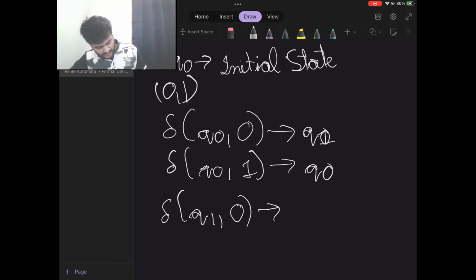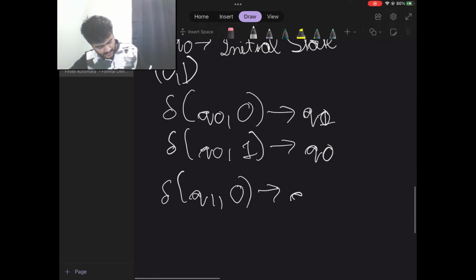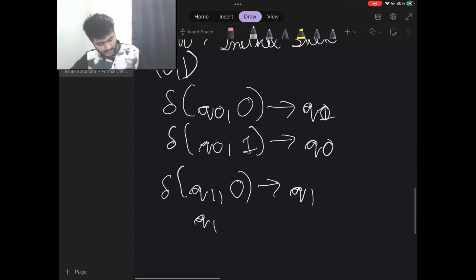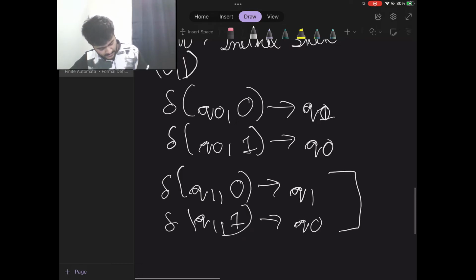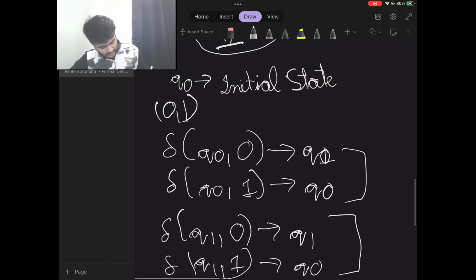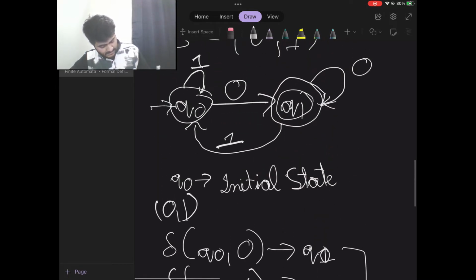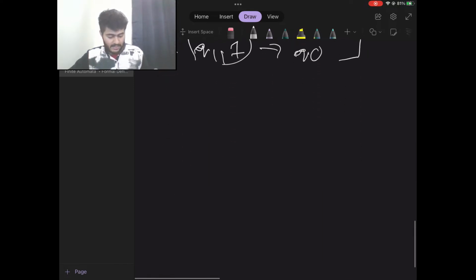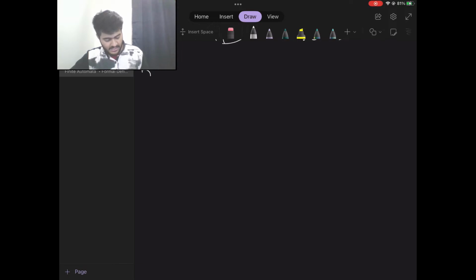The same goes for the transition function of Q1. For Q1, for 0 it goes to Q1 only. You can see it in the diagram: Q1 on 0 ends at Q1. And for Q1 on 1, it will go to Q naught. So it is defined for both 0 and 1, and so it is a deterministic finite automaton. This is the DFA where the given inputs are 0 and 1, and the string ends with 0. So let's take another one.